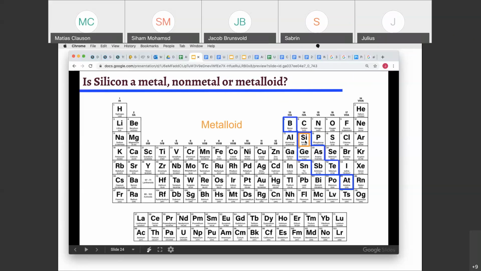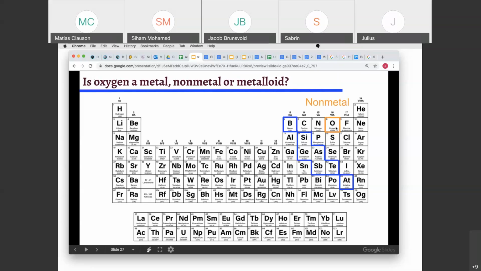Okay, and so last up is oxygen. Is oxygen a metal, a nonmetal, or a metalloid? Yep, definitely a nonmetal. Look, here it is right here. And since it's to the right of this group, it's a nonmetal.